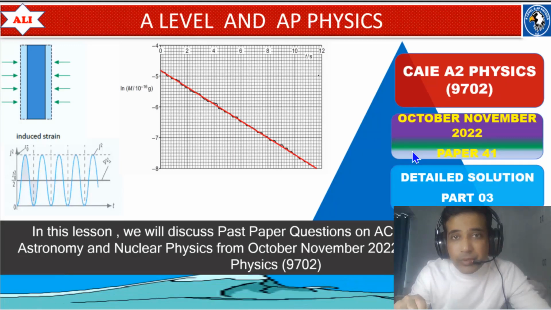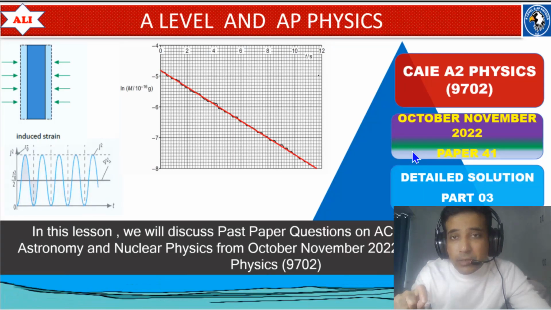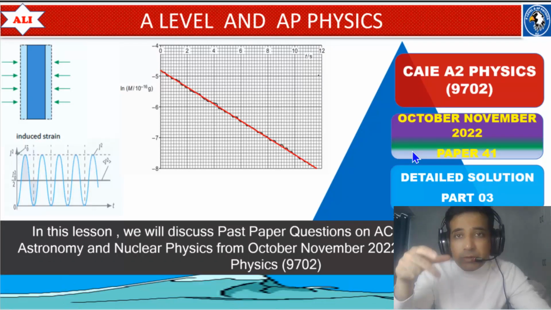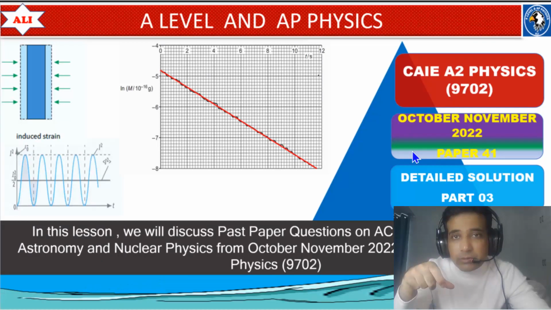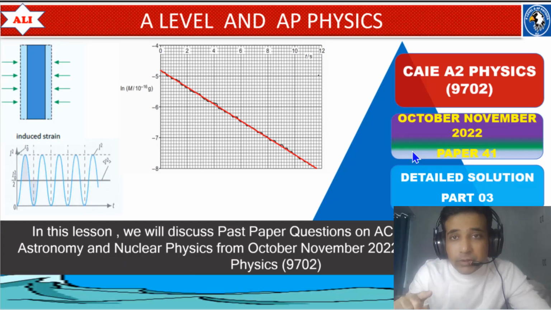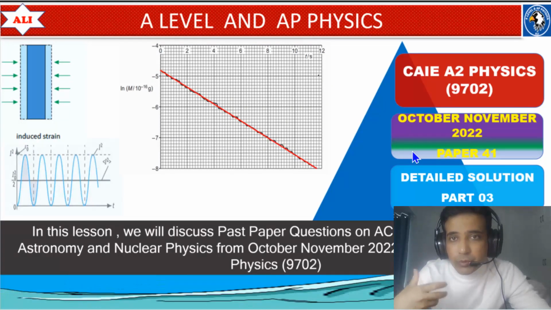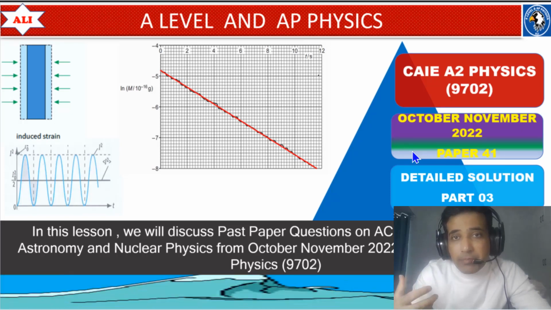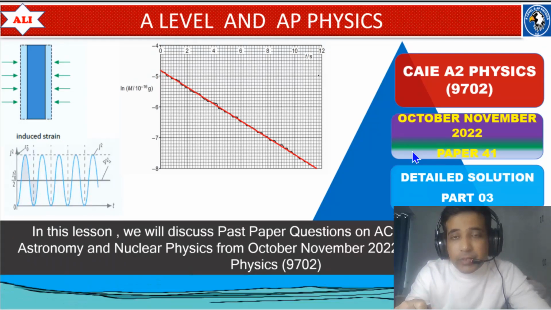In today's lesson, we will start from question number 7 and discuss questions from question 7 to question 10. We will discuss these questions in detail, as we always do, so you can improve your conceptual understanding of these topics and have a better understanding of these questions. Let's study together, let's improve together.